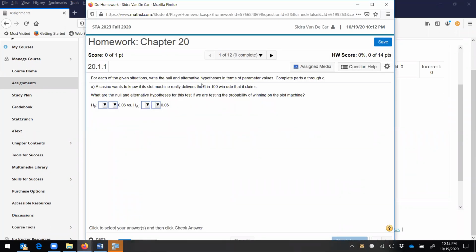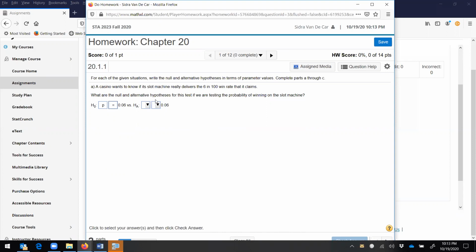For each of the given situations, we want to write the null and alternative hypotheses in terms of parameter values. So a casino wants to know if its slot machine really delivers the 6 in 100 win rate that it claims. So the default is the claim. 6 out of 100 is the proportion of wins. Now notice that I can take that fraction, 6 out of 100, and reduce it to lowest terms, but I don't know if it's going to require me to do that. But the population parameter is equal to the claim of 6 out of 100, which is 0.06.